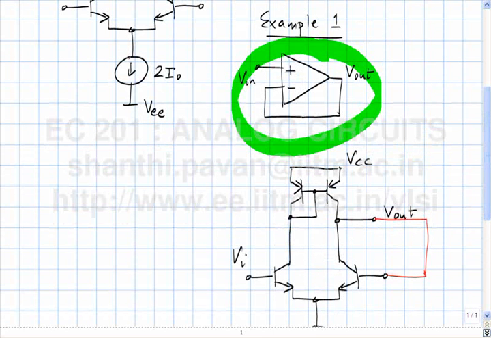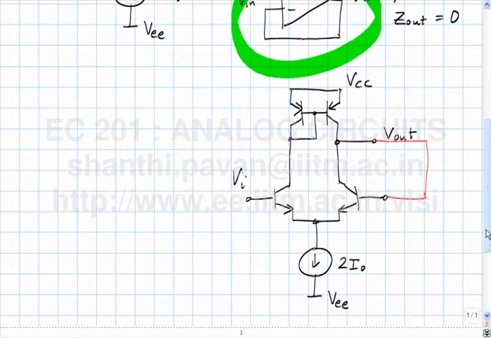We are expecting to see a gain of 1, input impedance of infinity, output impedance is 0. So let's see if that is indeed true.